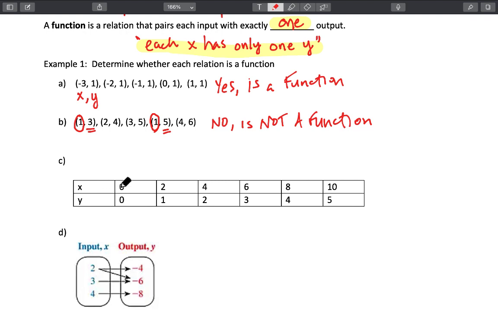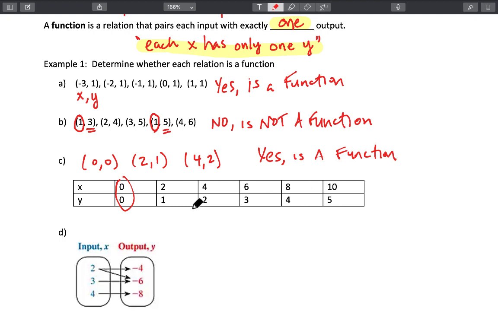In example 1c, we have the ordered pairs 0, 0, 2, 1, 4, 2, 6, 3, 8, 4, and 10, 5. This is just another way to look at a relation or sets of ordered pairs. If you want to write them out like we had them above, then you would write the ordered pairs just as I'm doing here. Well, there are no repeated x values, and therefore we're going to say yes. This relation is a function.